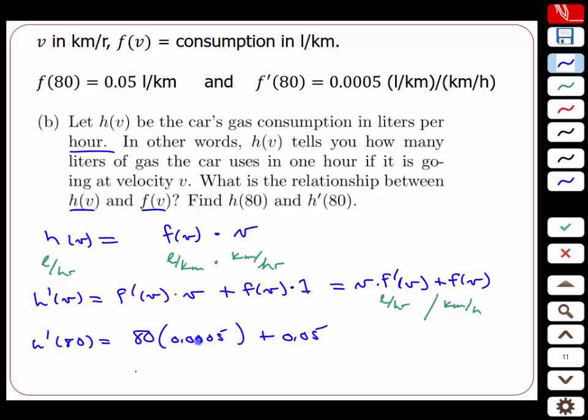Not too surprisingly, when we look at this, we see something positive, which says the faster we go, the bigger our v, the more gas we're going to consume every hour, because we're just being less efficient. We're also going to go further, but it's going to take more gas. At the end of the day, we end up with 0.09 more liters per hour for every kilometer per hour we go faster.